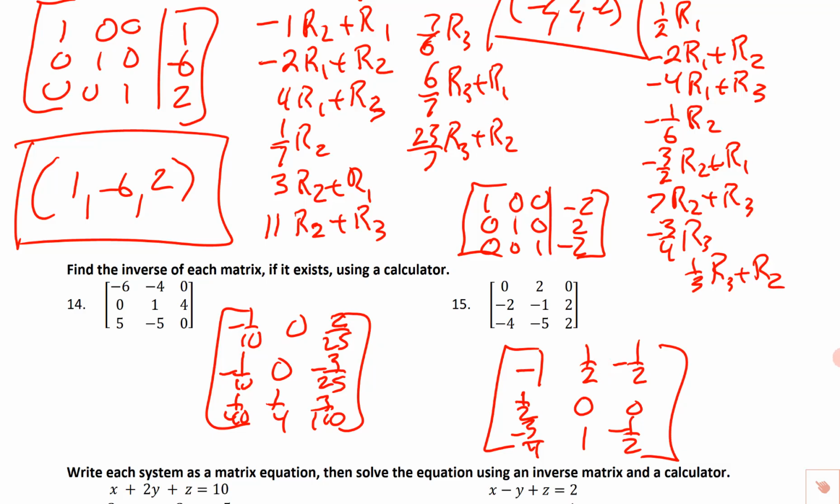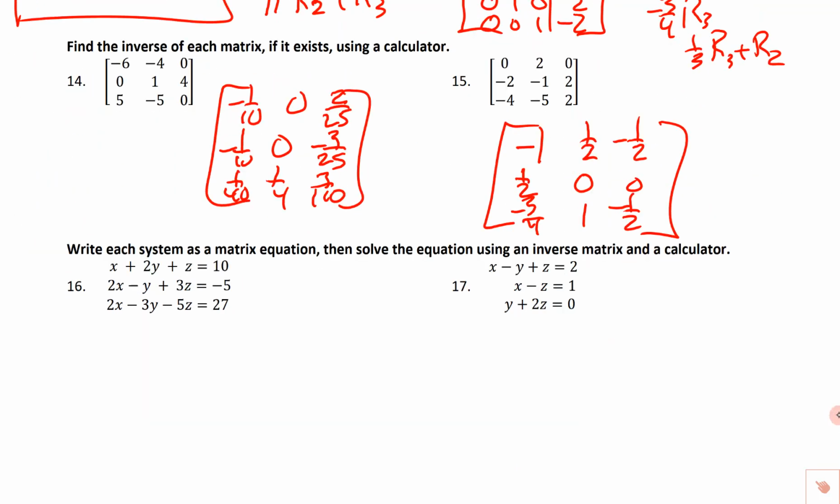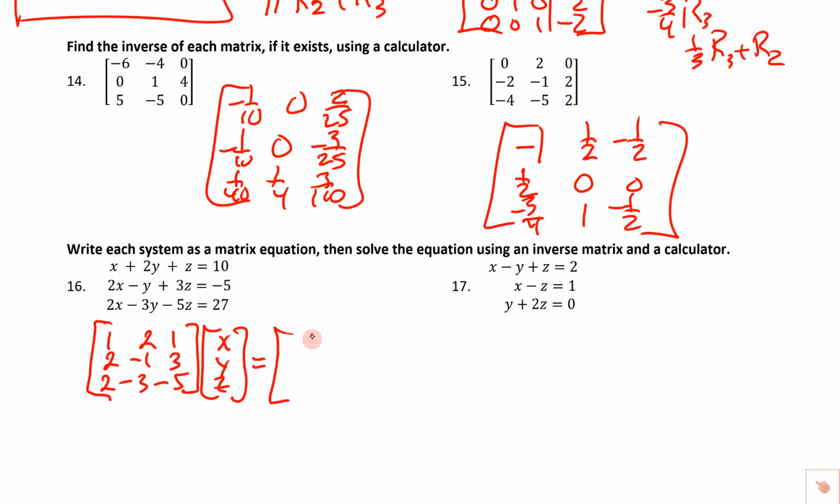So I'm going to set these up, and then we'll do these both at the same time on the calculator. So here's what we want to do. We want to write down the coefficient matrix, which on this one is 1, 2, 1, 2, -1, 3, 2, -3, -5. We'd multiply that by the variable matrix, because of these variables x, y, and z, and that would equal the column answer matrix, which is 10, -5, and 27.